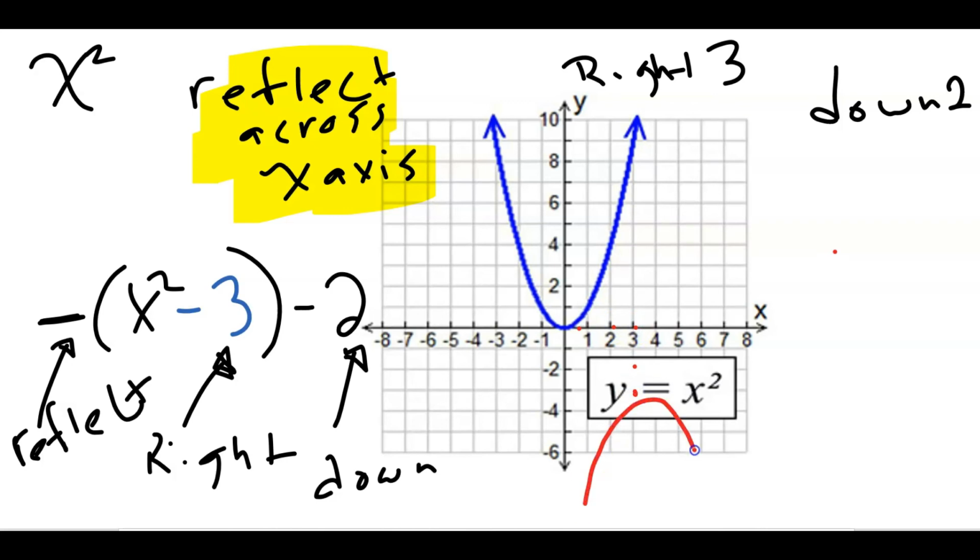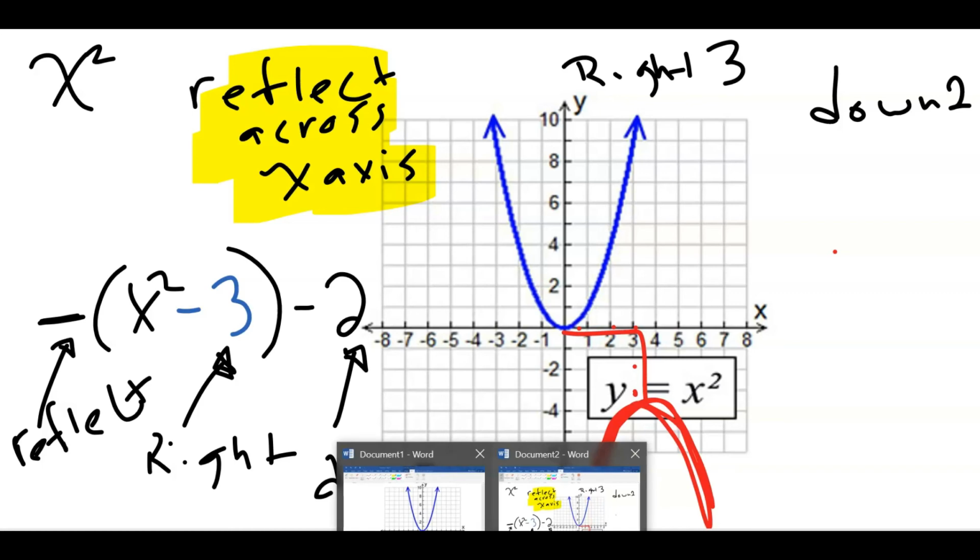My next graph, after it's been translated, would be down here. So it went down and it went to the right. Okay, so we have this graph that went right and it went down and it got reflected across the x-axis. So that's the kind of transformations that we can expect to see. And I want to show you what that's going to look like on the homework.